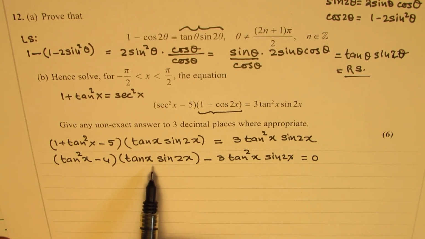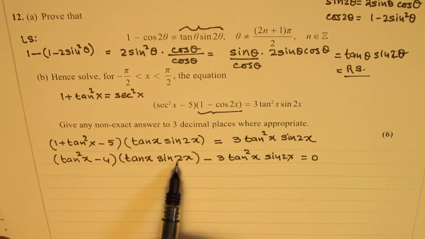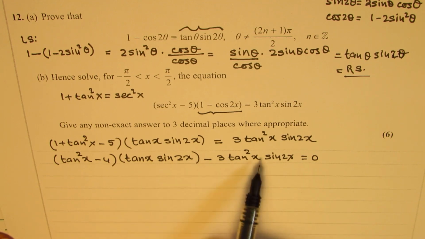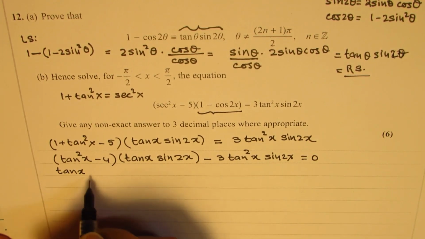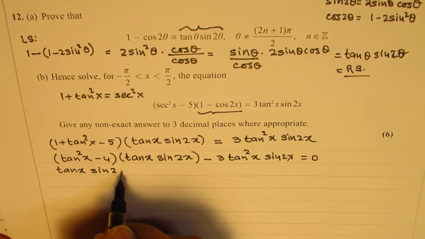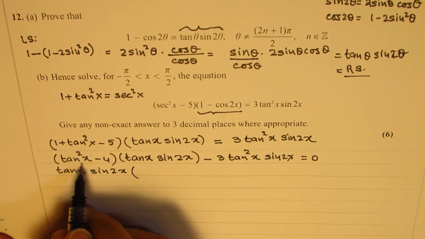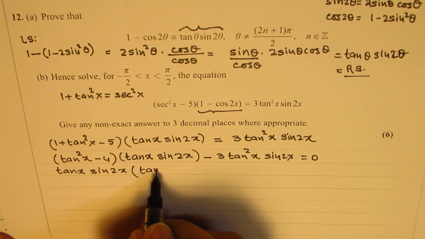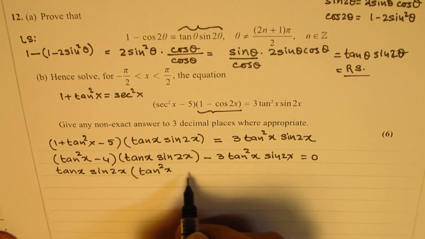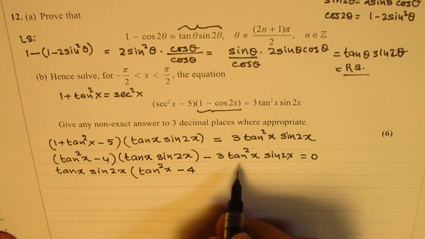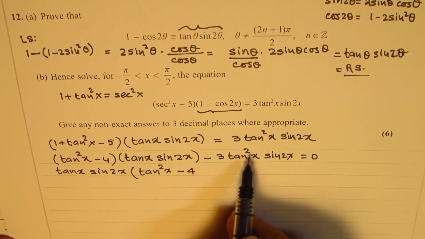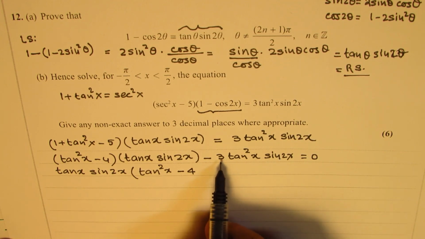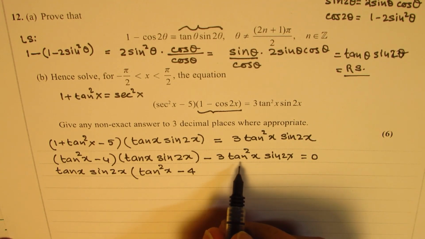So basically, what we have here is that we can take tan x sine 2x common, right? So we can take tan x sine 2x common. So we get tan x sine 2x within the bracket. From here, we get tan square x minus 4, right? And from this side, because we took tan x sine 2x common, we get 3 tan x, right?